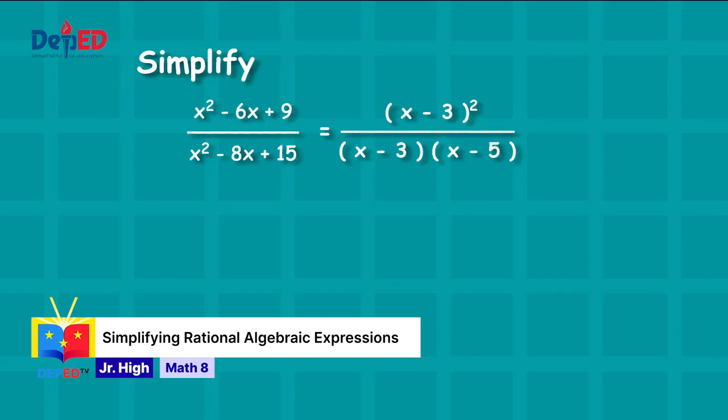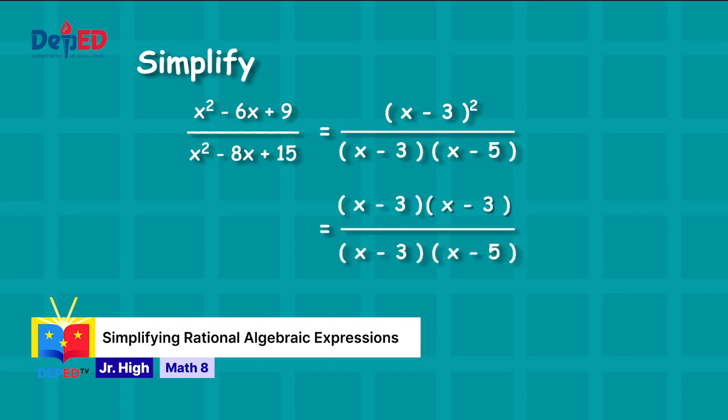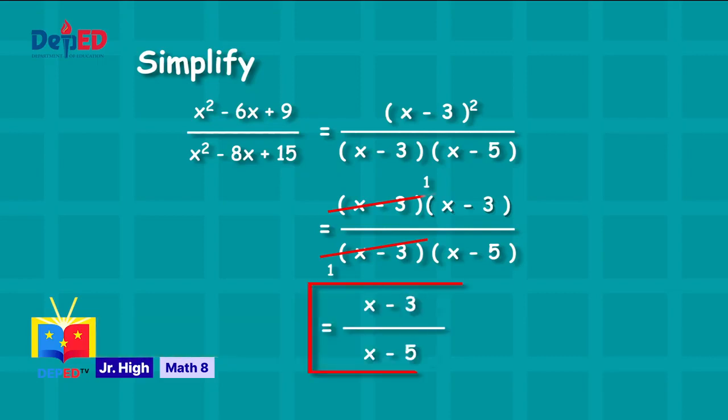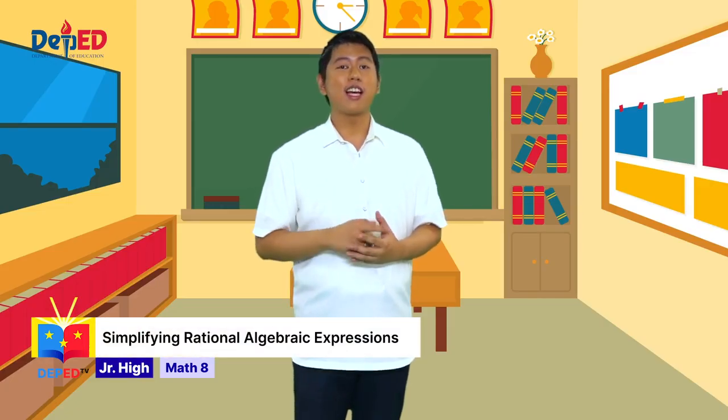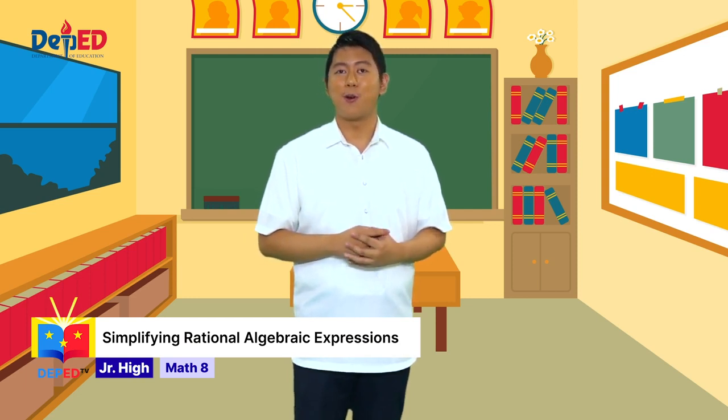What can you conclude? Since the square of x minus 3 is just x minus 3 multiplied by itself, we can divide the common factors. So what will be the simplest form of x squared minus 6x plus 9 all over x squared minus 8x plus 15? The final answer will be x minus 3 all over x minus 5. And that's it for today. We have written rational algebraic expressions in their simplest form.